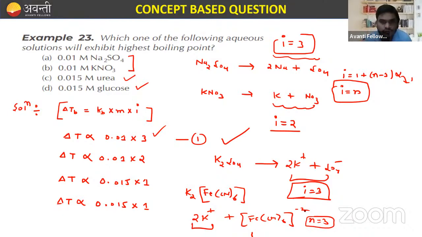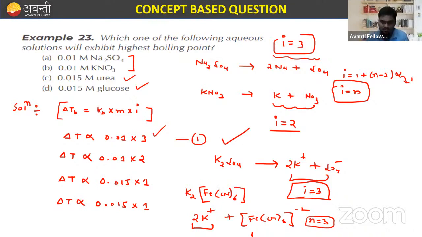In such kind of question, we have to calculate the value of i, which is equal to n, so that we can easily solve which one shows a more elevation in boiling point, or more boiling point of the solution. All right. Okay. So I hope this is clear to you all.